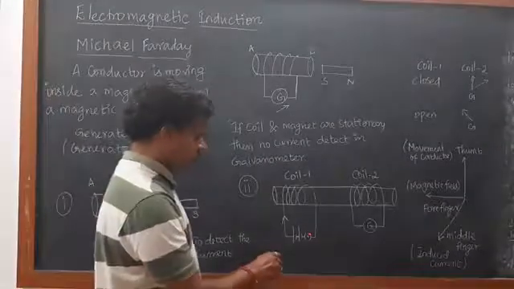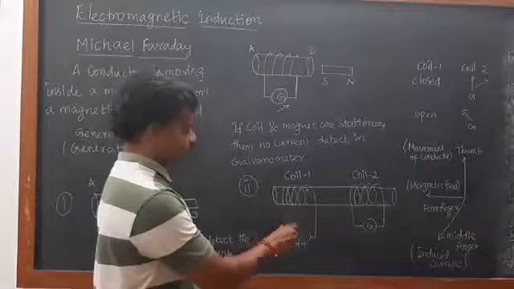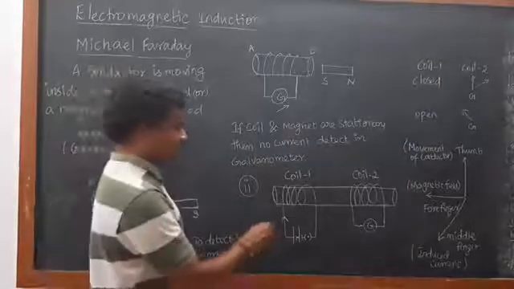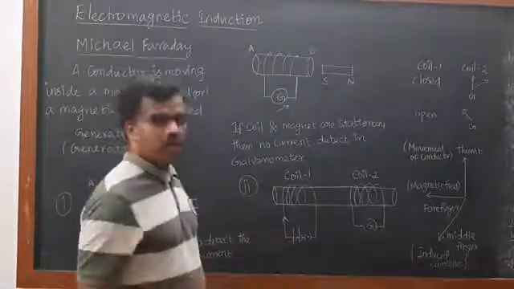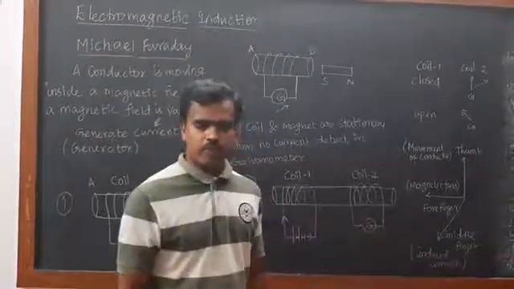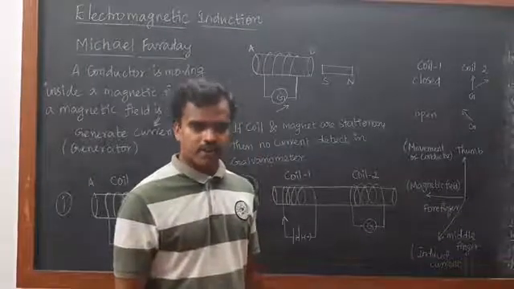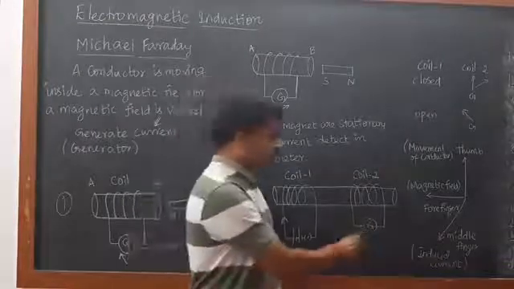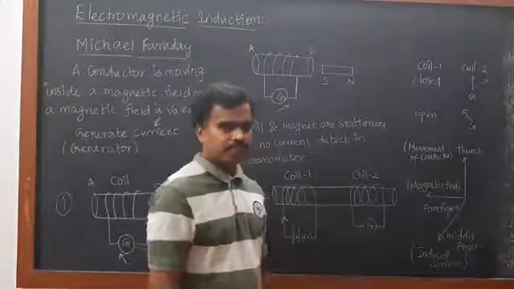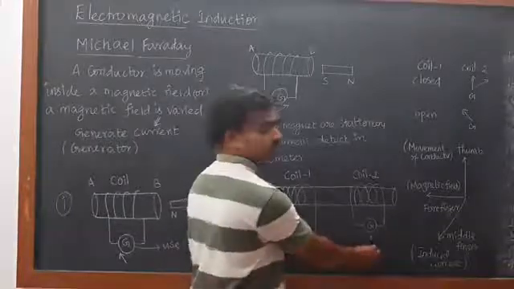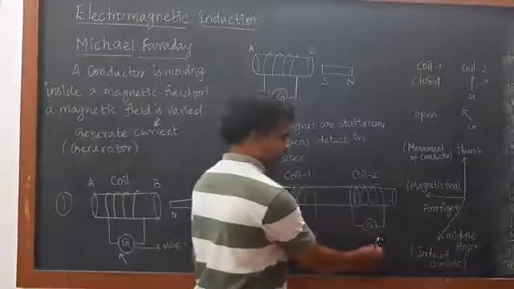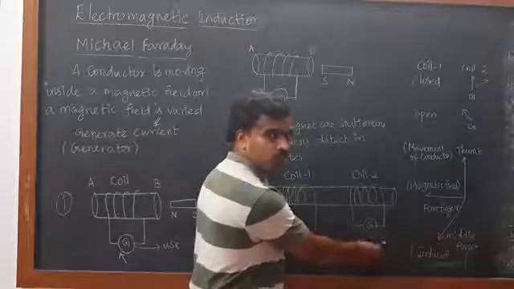Definitely, if you close the key, current flows in coil 1. Obviously, we know that. So, if current is passing through coil 1, is there any change in coil 2? Can you observe any changes in coil 2? Yes, of course. We can see there is some deflection in the galvanometer. Initially, it's exactly at this position. After we close this key, it will deflect in one direction.